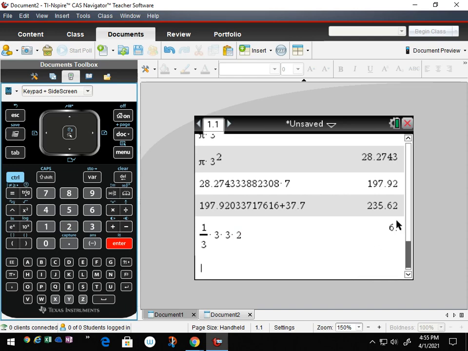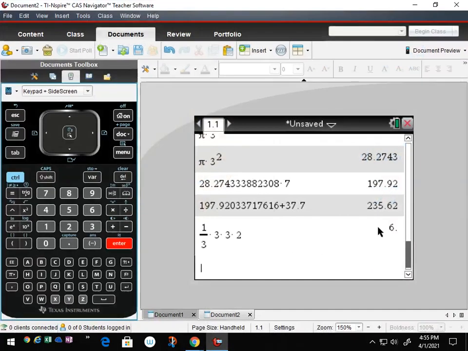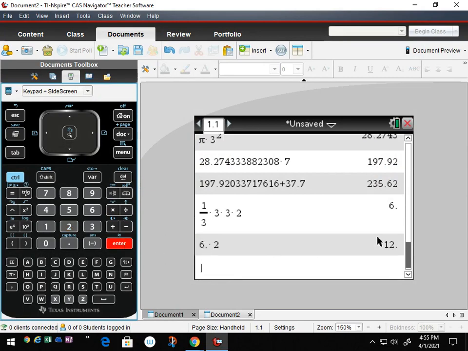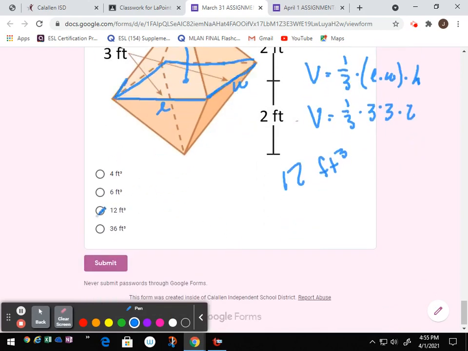But remember, we have 2 of these square pyramids. We have this top one and the bottom one, which are identical to each other. So we can take our volume of 6 and multiply it by 2 square pyramids. So our final answer is going to be 12 feet cubed, which is answer choice C.